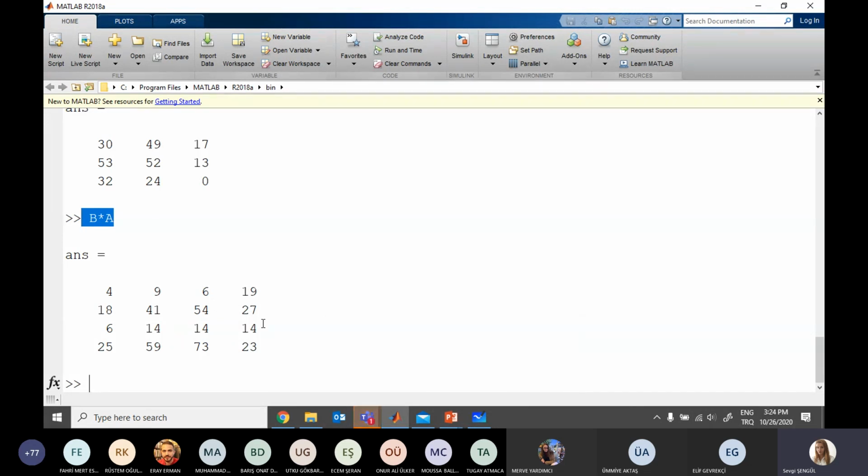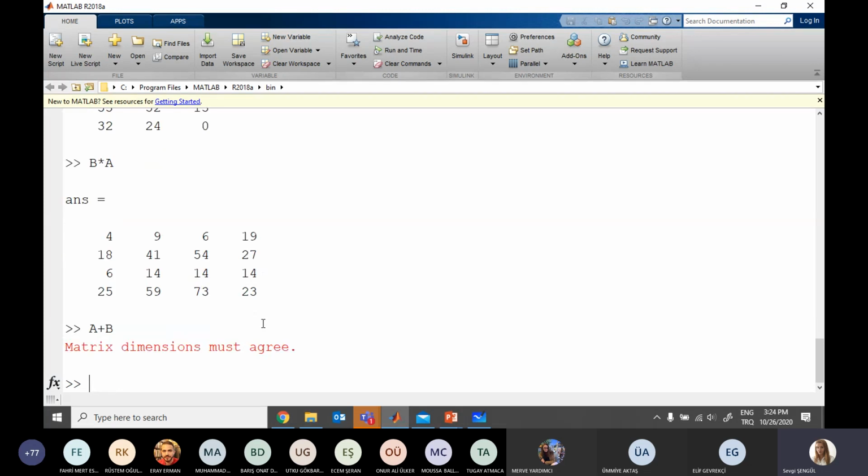And can you add these two matrices, A and B? Can I do this calculation, A plus B? To be able to do that, both matrices should have the same size. You cannot add these because matrix dimensions must agree. You can add same-size matrices because it will add element-wise. So the sizes should be the same to be able to add two matrices.